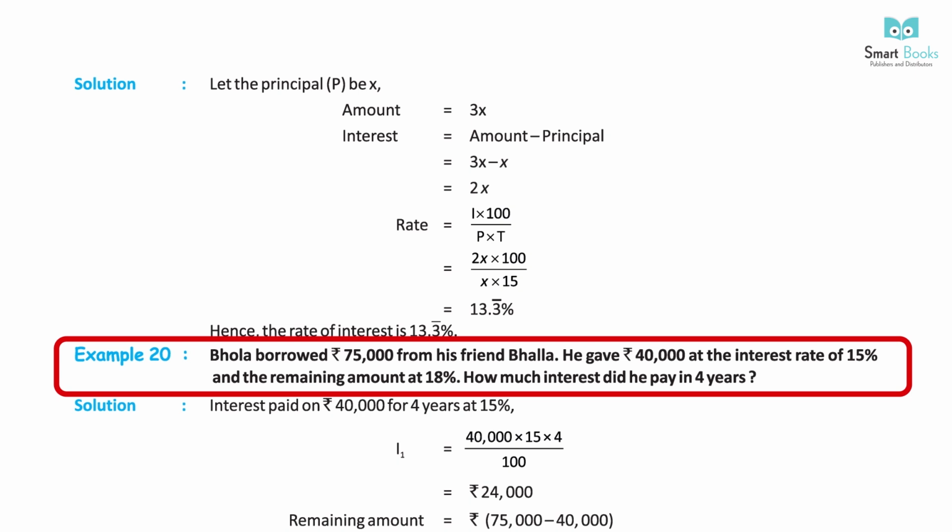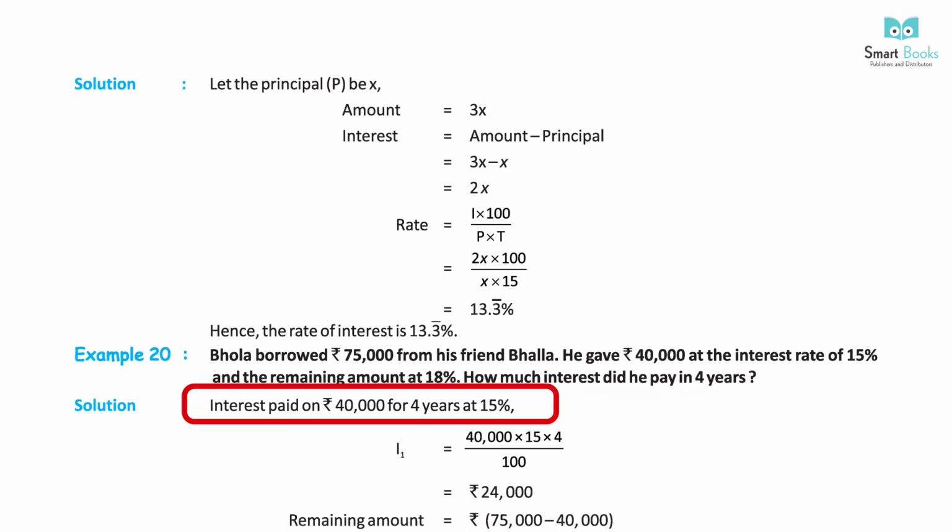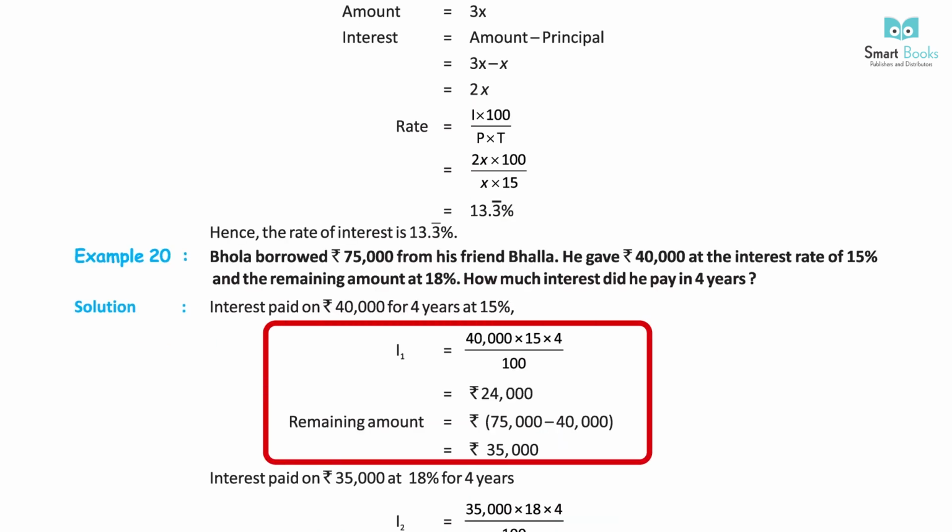Example 20. Bhola borrowed rupees 75,000 from his friend Bhalla. He gave rupees 40,000 at the interest rate of 15% and the remaining amount at 8%. How much interest did he pay in 4 years? Solution. Interest paid on rupees 40,000 for 4 years at 15%: I is equal to 40,000 into 15 into 4 upon 100, which is rupees 24,000.